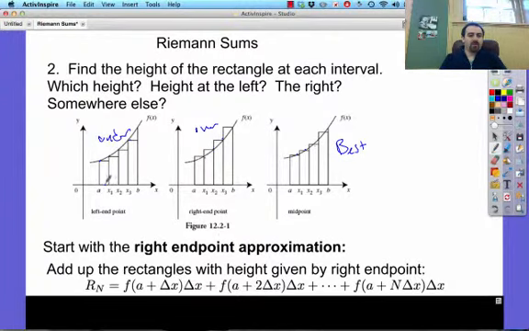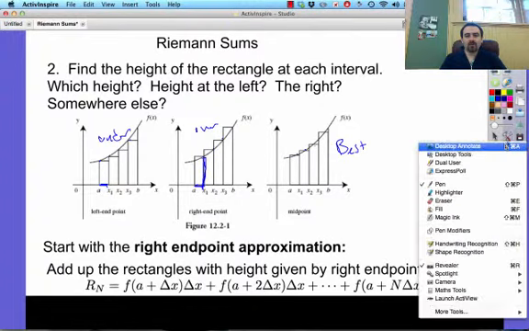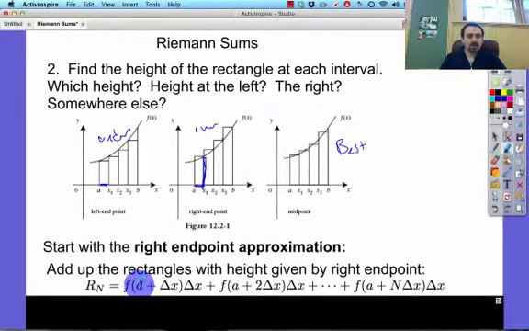So I'm going to take the length here, which is delta x, and take the length times the height. And the height is given by the right endpoint of the first subinterval, which is not the height of A, but the height of A plus delta x, right here. A plus delta x. There we go. So that's the first rectangle.